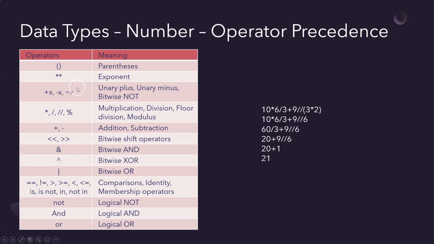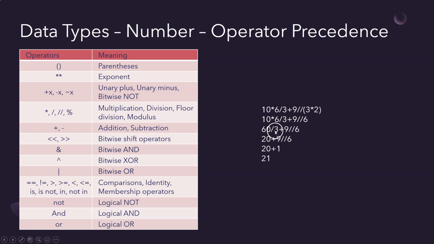In this case, if you compare it with the table on the left, the parentheses will be solved first. So first it will try to solve what is there in this parentheses, which is 3 times 2. Once it is executed, it will make it 6. Now next will be multiplication. Then it will multiply 10 by 6, it becomes 60.